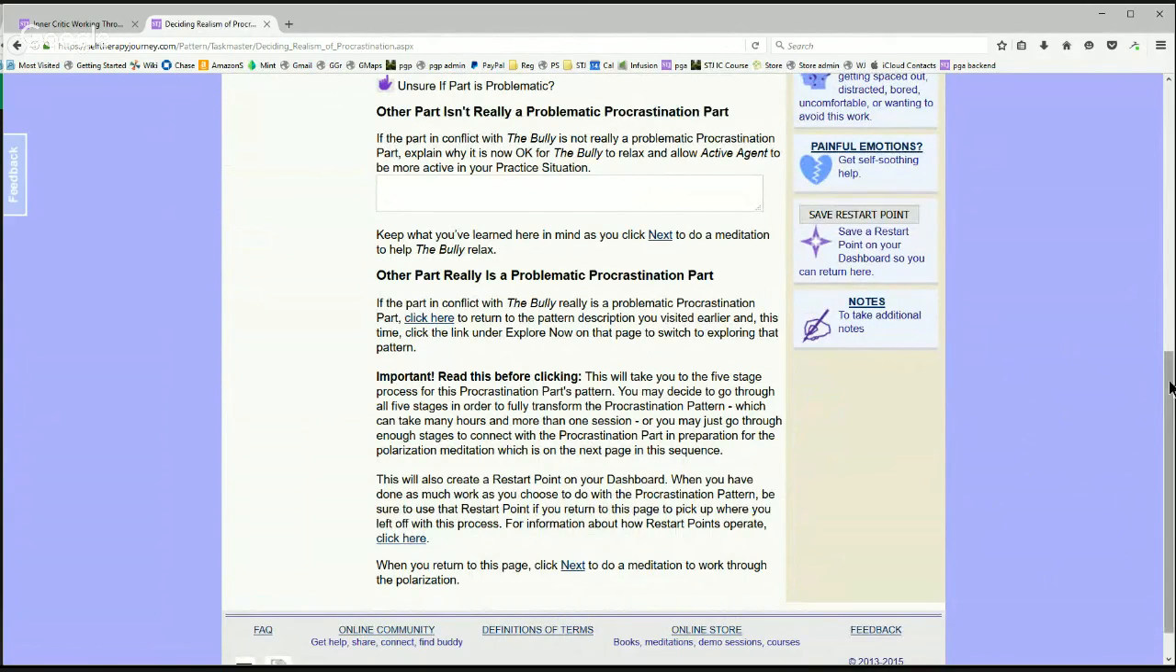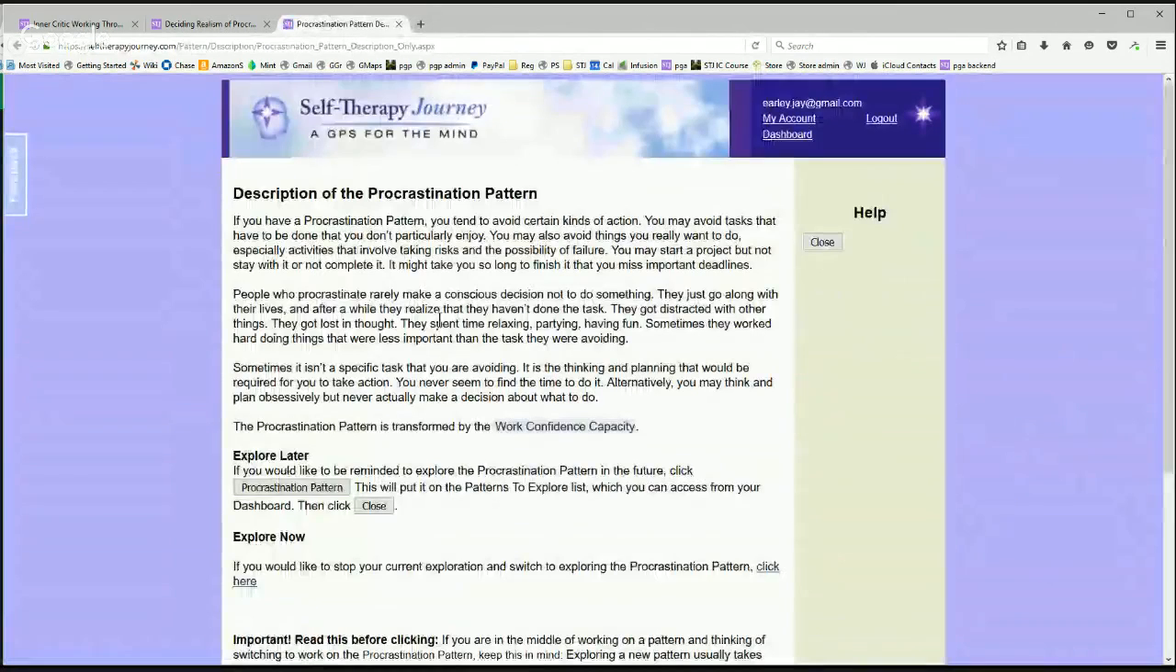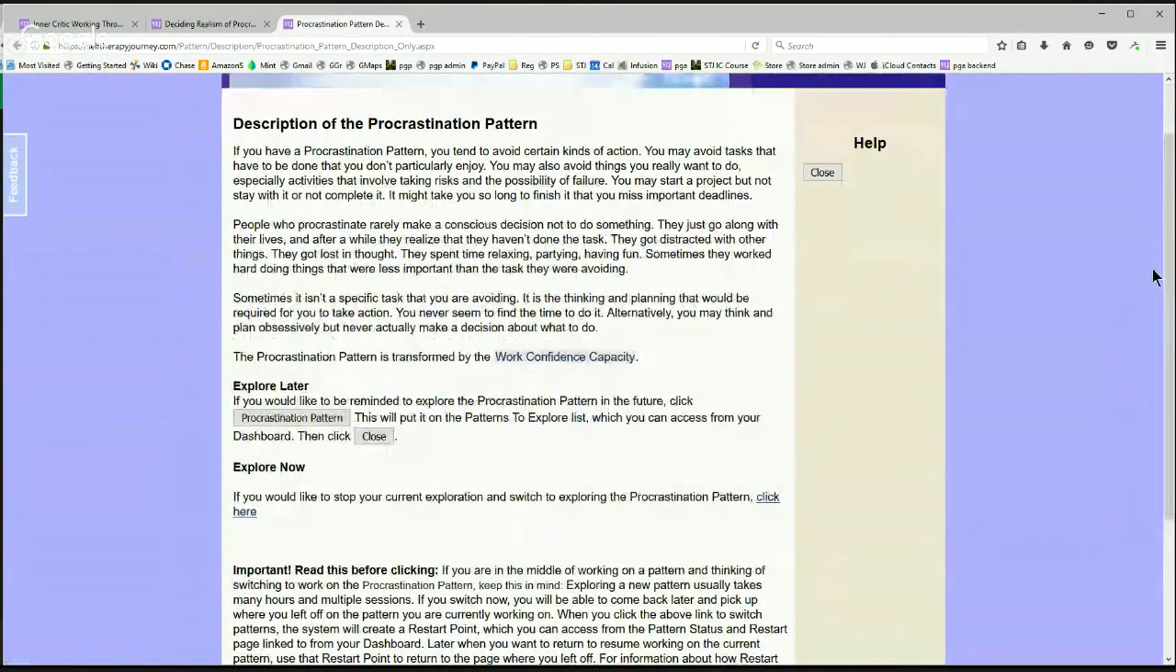So in that case, let's see. So what do you do here? If it is a problem, you click here. Here we go. So you click here, you get a description of the procrastination pattern. And now what you actually need to do is click here to switch and start exploring the procrastination pattern, because you basically can't really transform your inner critic until you've transformed your procrastination pattern, because that's what it's reacting to.